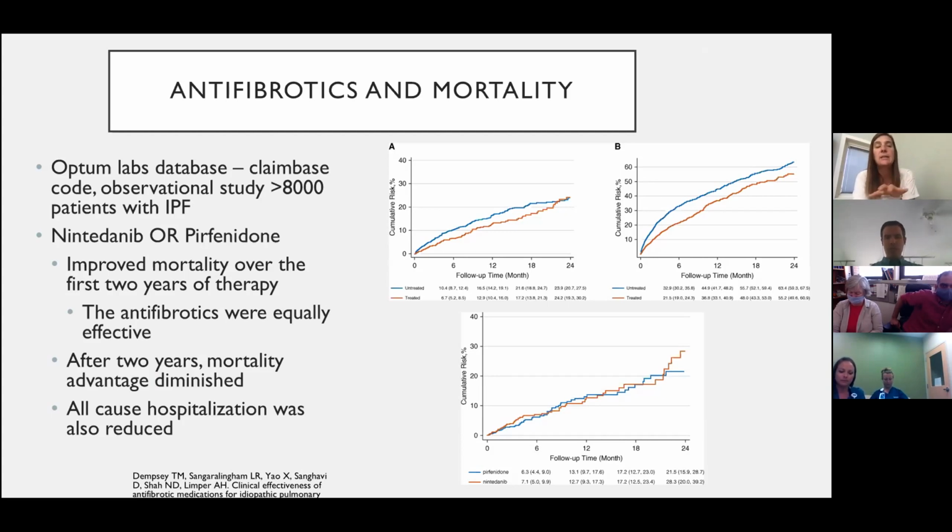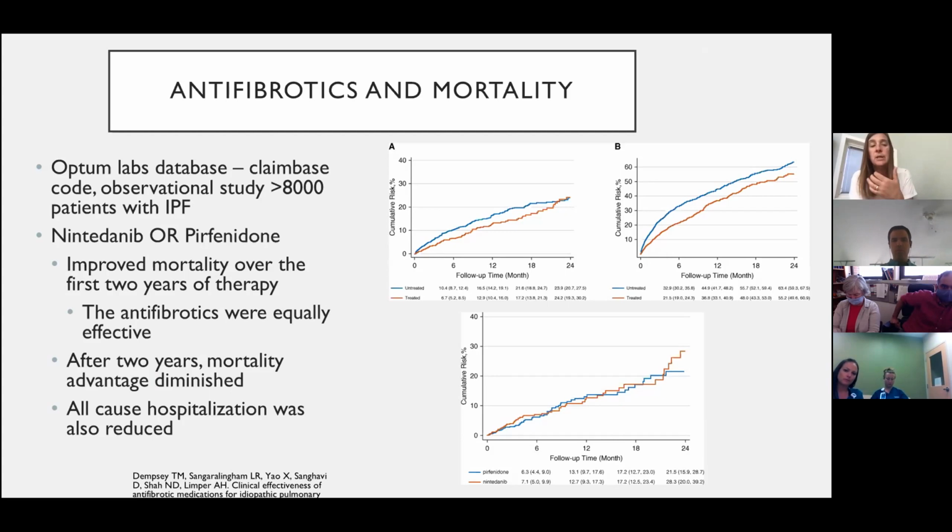This slide I think is sort of interesting. I don't know if you've seen this study. This was from an Optum database, a big claims base with over 8,000 patients. It was an observational study where they looked at patients with IPF and evaluated it for mortality. This is one of the more convincing studies I've seen. We've always been told it slows progression, but we haven't been clear that it's improving mortality.